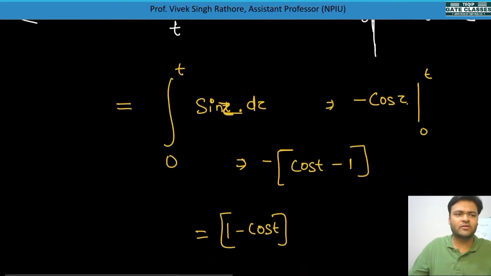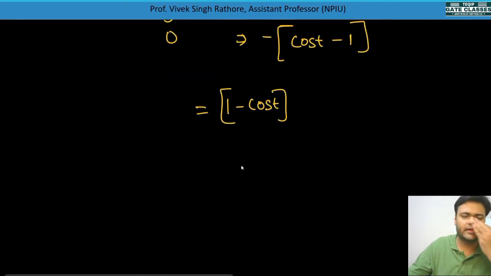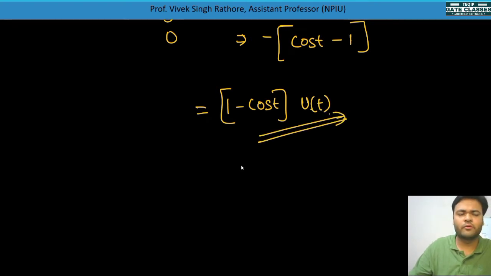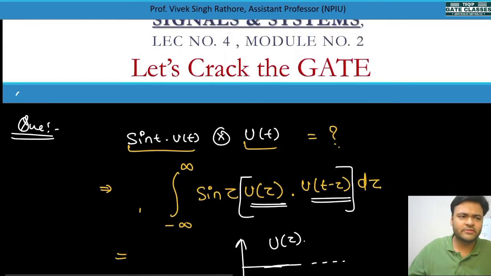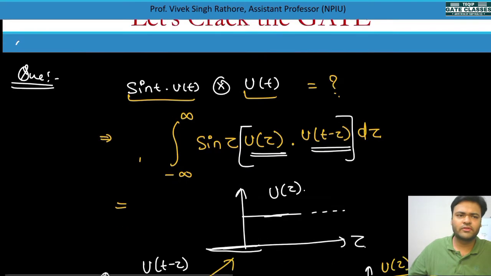And this is for t greater than 0. From 0 to t you are taking, so you can write it as u(t). Okay, so this is your output. So how are we calculating the output? You have been given a signal sin t into u(t), convolved with u(t).